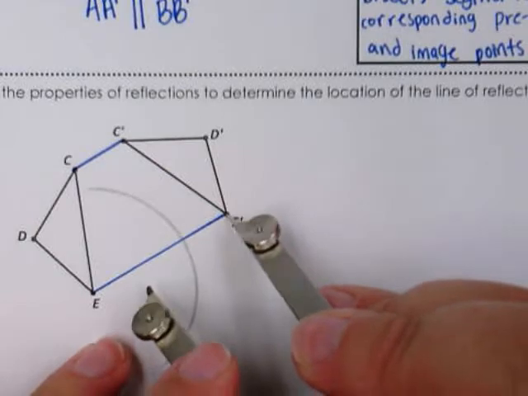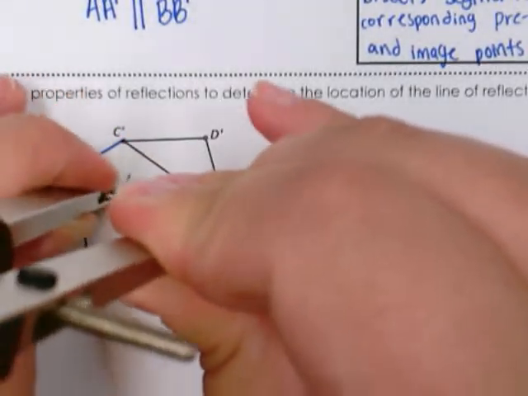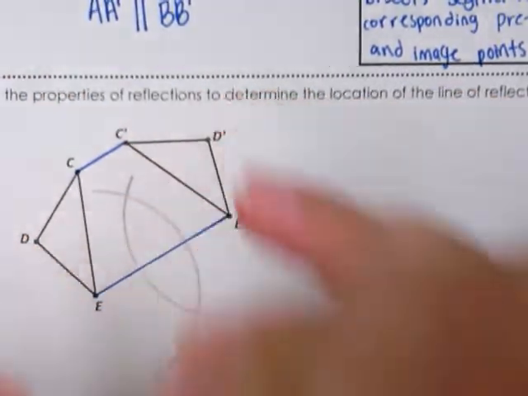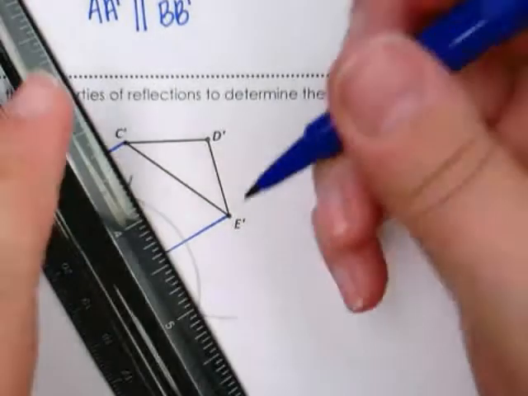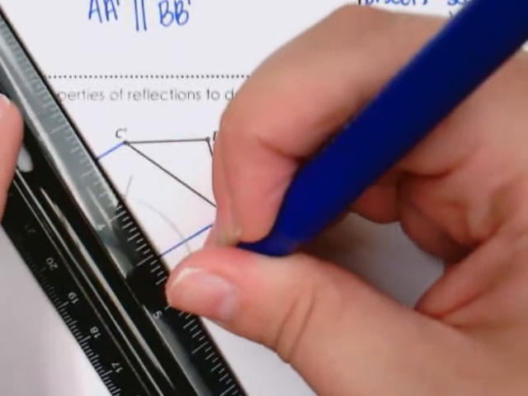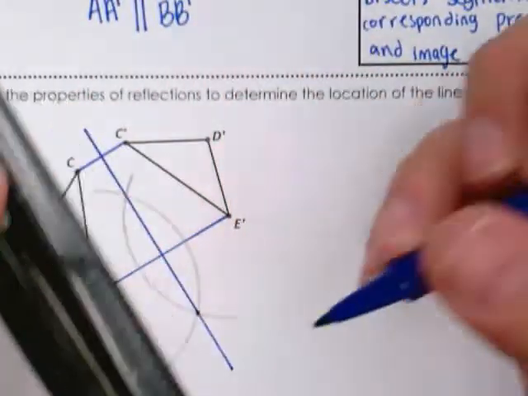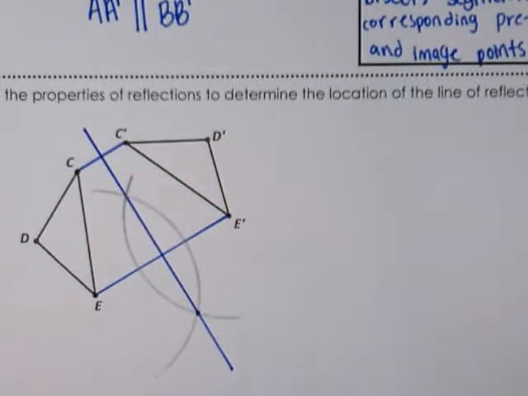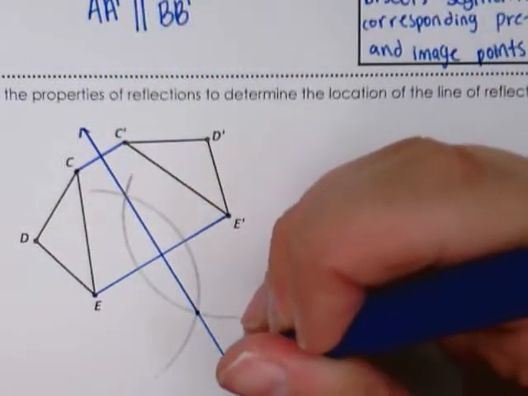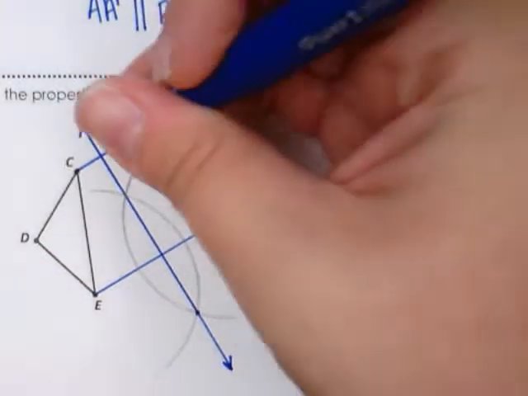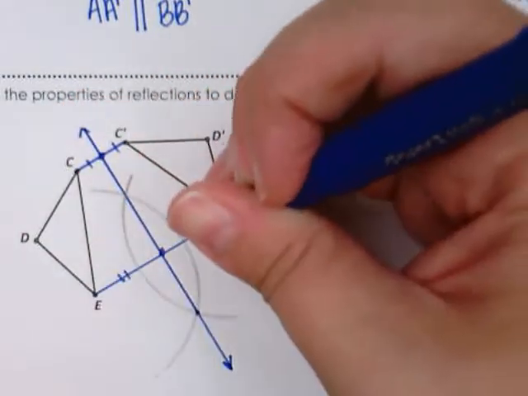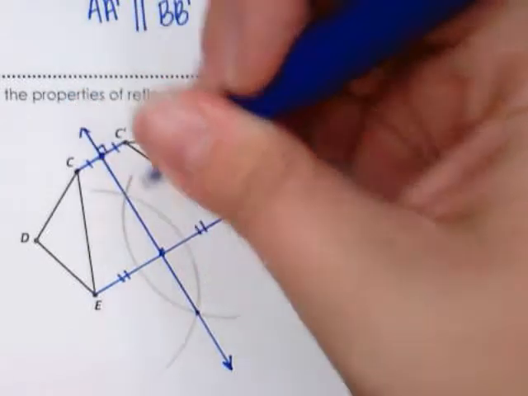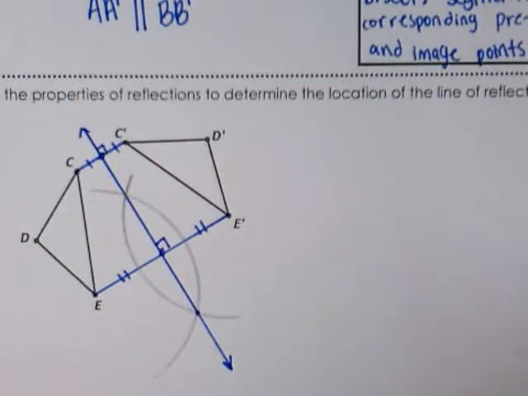Then I'm going to make the second arc. There's my construction. I'm going to connect the dots and draw the perpendicular bisector. And now there is the line of reflection. And we know that it would cut these segments in half and meet at a 90-degree angle with both of them. And there's the line of reflection.